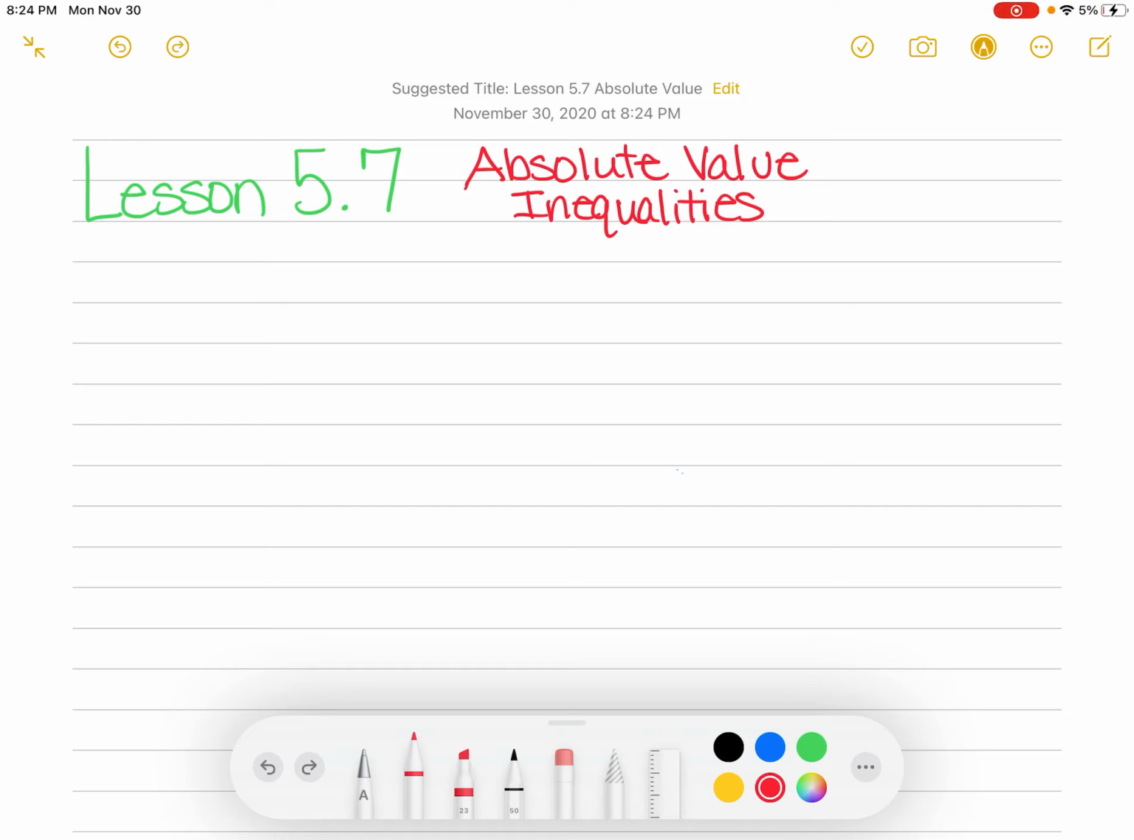Hello students, today we are doing lesson 5.7 and that's on absolute value inequalities. So we're going to do a quick review of how to do inequalities.